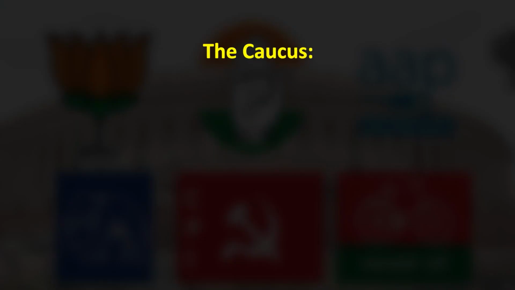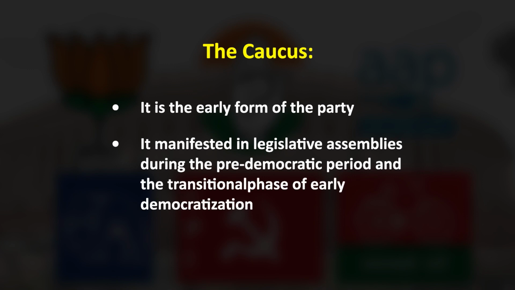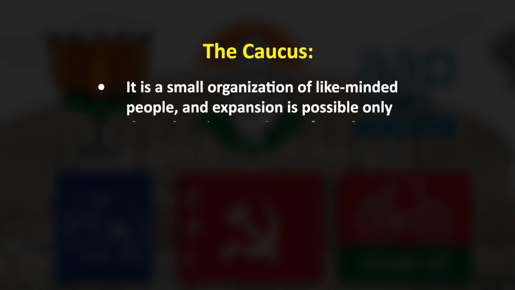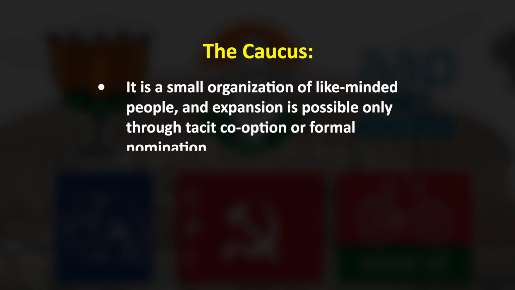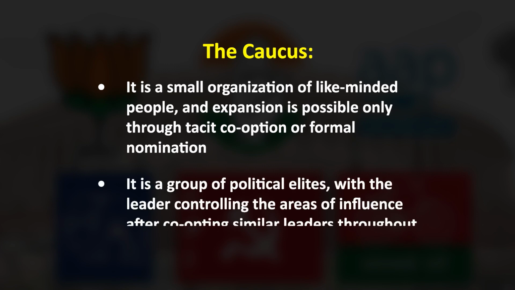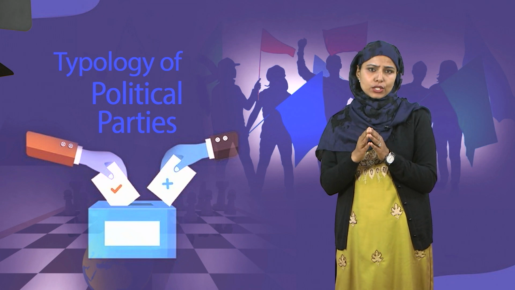First one, the caucus. It's the early form of the party. It manifested in legislative assemblies during the pre-democratic period and transitional phase of early democratization. It's a small organization of like-minded people, and expansion is possible only through tacit co-option or formal nomination. It's a group of political elites, with the leader controlling the areas of influence after co-opting similar leaders throughout the nation. Caucus parties are highly decentralized with a loose organization.